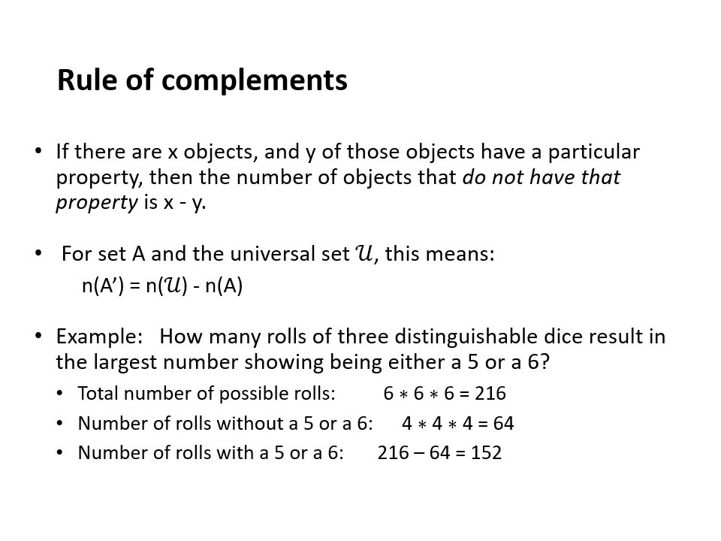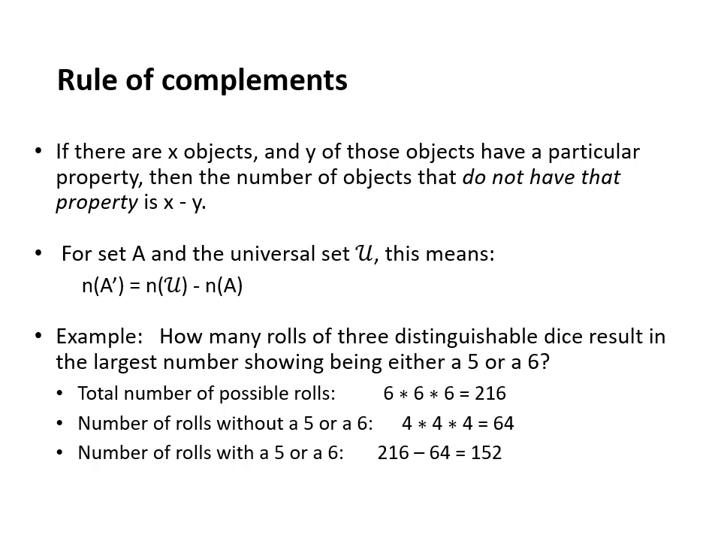Okay, the next rule is the so-called rule of complements. It tells us that if there are X objects and Y of those objects have a particular property, then the number of objects that do not have that property is X minus Y. So in terms of sets, for a set A and the universe U, this means that the number of elements in the complement of A is equal to the number of elements in the universe minus the number of elements in A. Again, we'll illustrate this on an example.